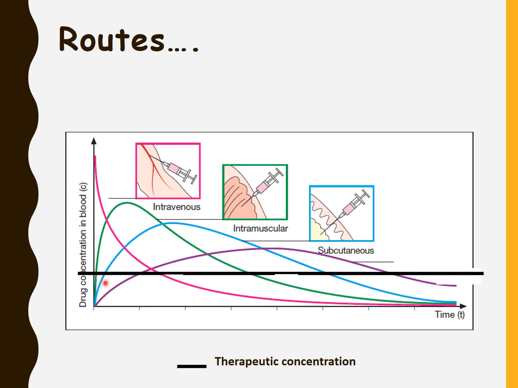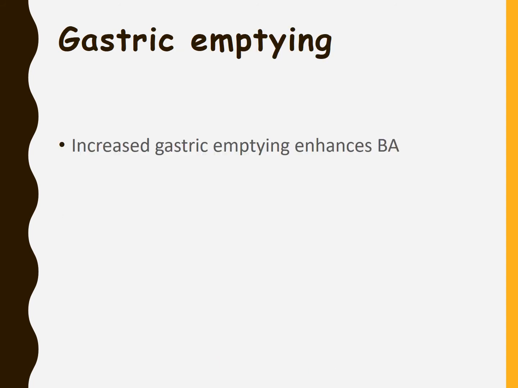Subcutaneous, this blue color: the absorption is slow when compared to intramuscular. A steady state will be reached, then it gradually decreases. And finally orally, it takes so much time for absorption, and the concentration also reduces slowly. This black line denotes the therapeutic concentration, which has to be reached for therapeutic action. All of them reach above the therapeutic level, so all of them will give therapeutic effect.